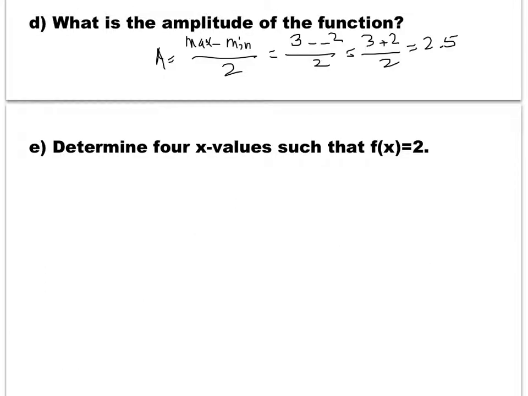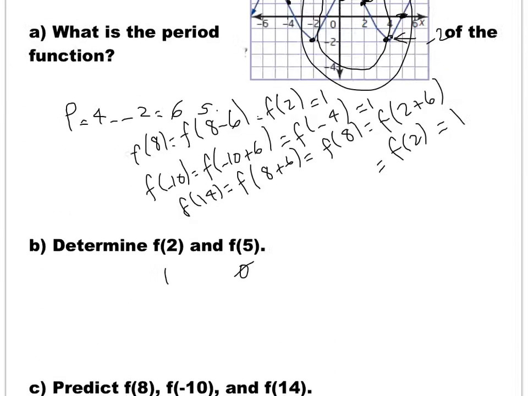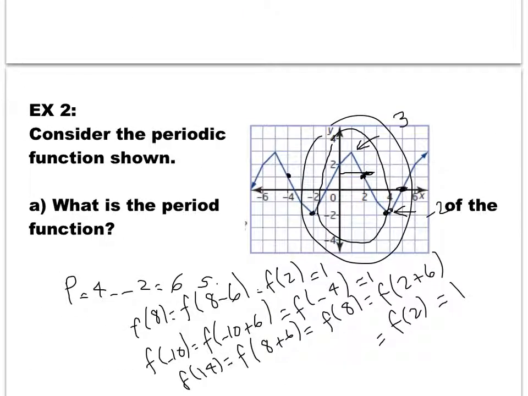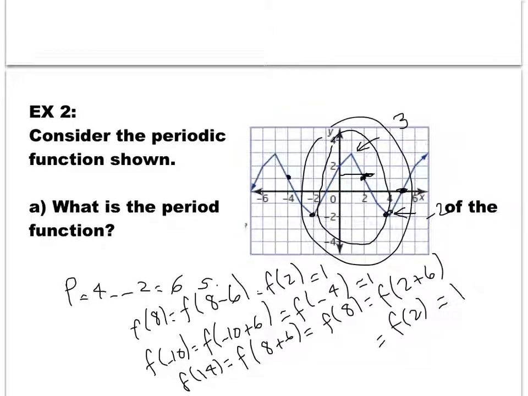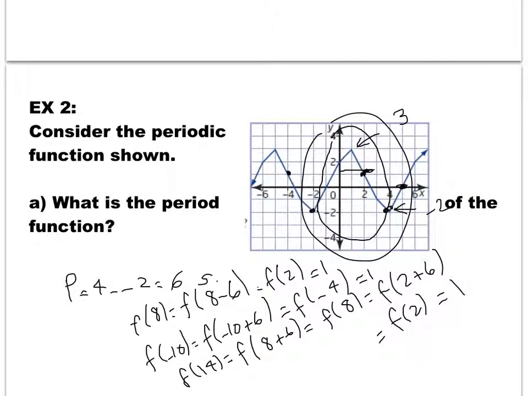Okay, the next question, you're supposed to find 4 values for x such that f of x is equal to 2. So we are going to go back again to our graph, and we are going to find where the function is equal to 2. You can see the function is equal to 2 at this point. So we know at x equal to 0, the function is going to be 2.